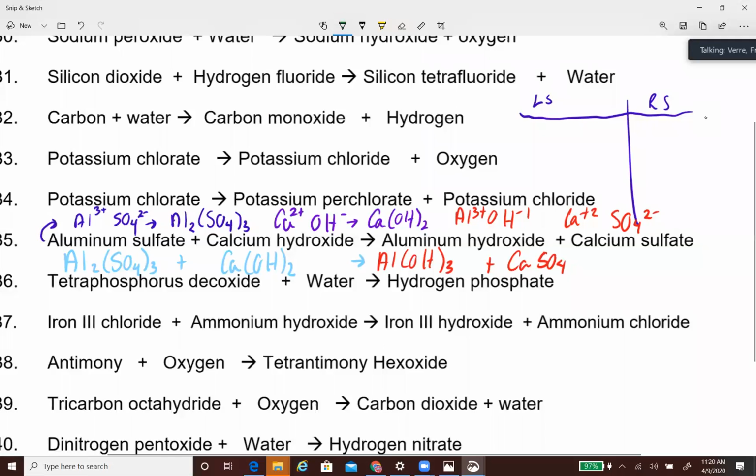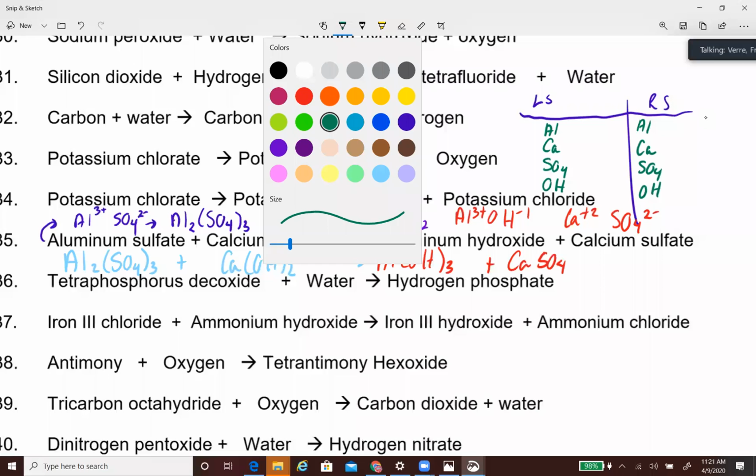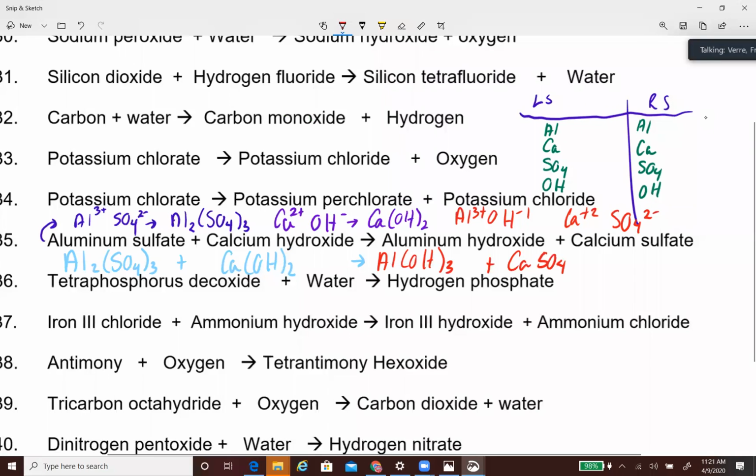We can say, all right, well, on the left we have aluminum, we have calcium, we have sulfates, and we have hydroxide. Okay, on the right, we have aluminum, we have calcium, we have sulfate, and we have hydroxide. Okay, so when we do the count, we'll notice that on the left, there are 2 aluminum. Okay, on the right, there's only 1.